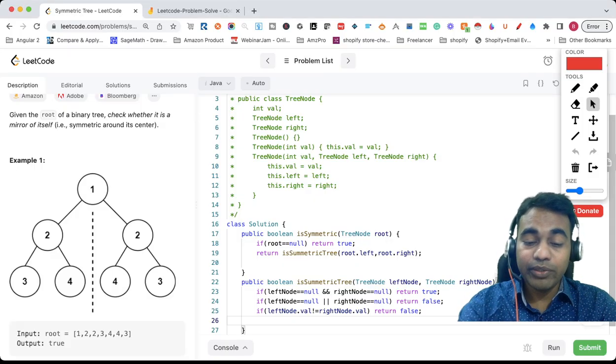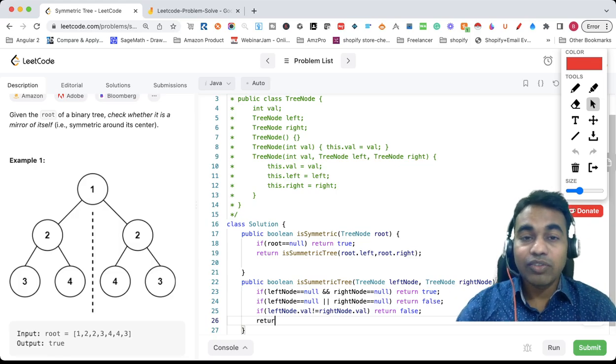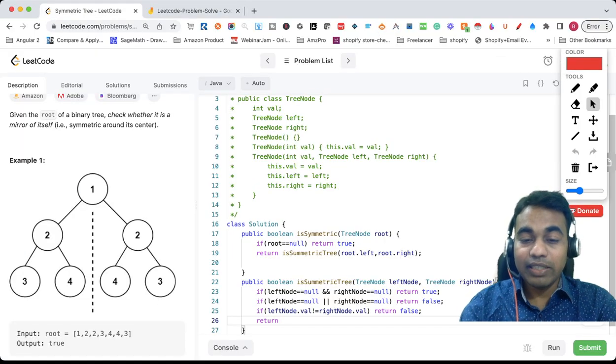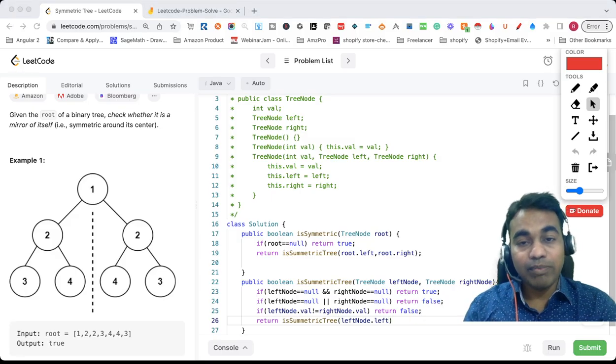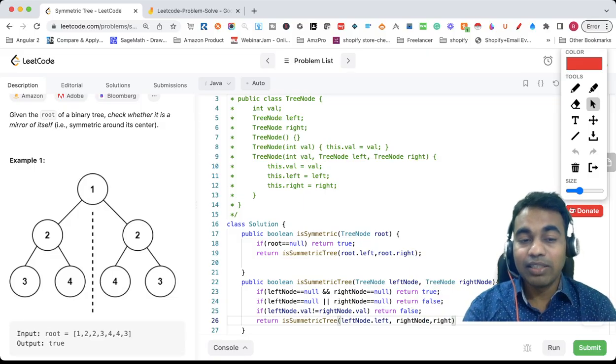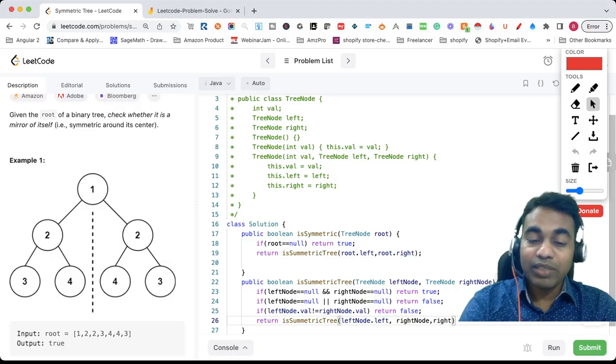So I will go back to this particular diagram. I will call on the left's left, that should be equal to the right's right. So then return isSymmetric, left node.left and right node.right. These are the two nodes that must be compared. If you look into this example, 3 must be compared with this 3. So left's left should be compared with right's right. That is one comparison that goes that way.